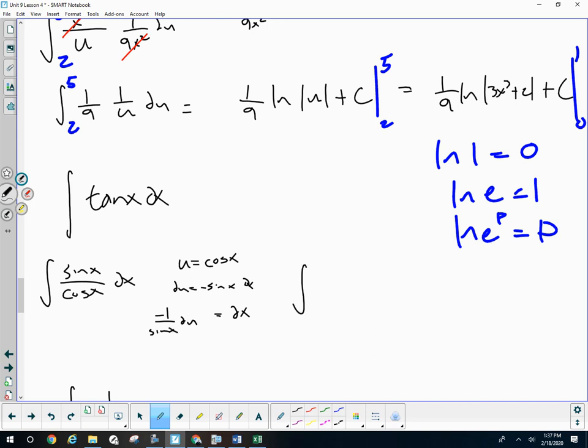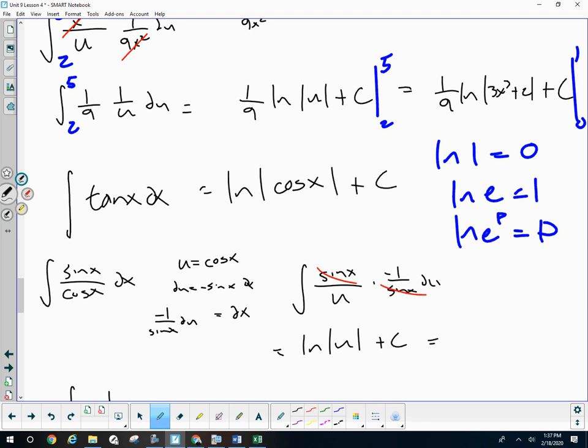And I get sine x over u times negative 1 over sine x du. The sine x's will cancel. I have negative 1 over u. The antiderivative would be log absolute u plus c. The antiderivative of tangent ends up being log absolute cos x plus c, and that needs to be a negative because that's negative. Isn't that complicated? A lot more complicated than you probably thought it would be, but that's what it is.